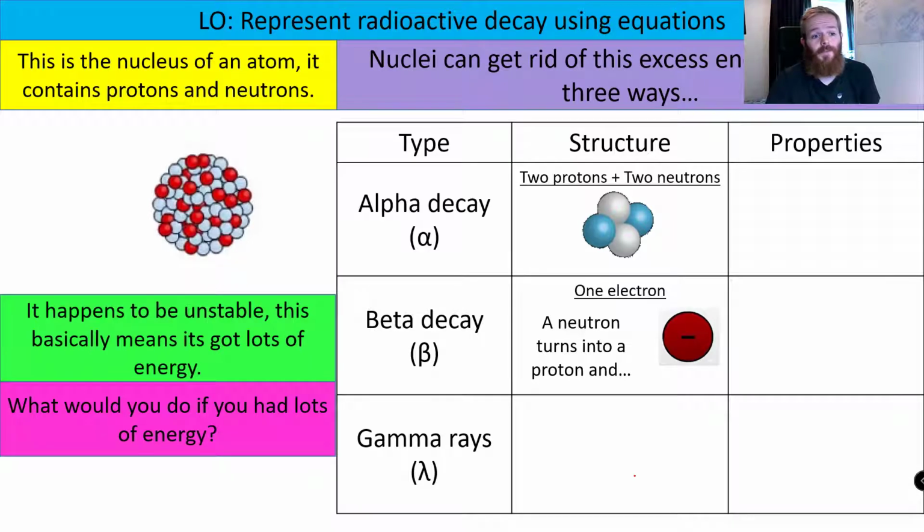Gamma rays, dead easy to remember because there's no particles emitted at all. It's just a wave. So gamma rays exist as a wave. Now, you don't really need to know the properties here because we've gone through them a few times now, but just as a nice little summary to put them all in the same place, I've stuck them in here.